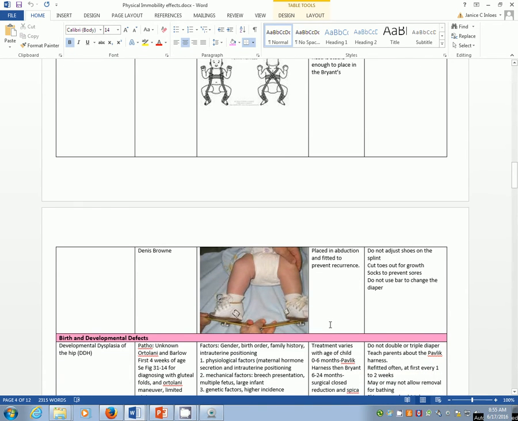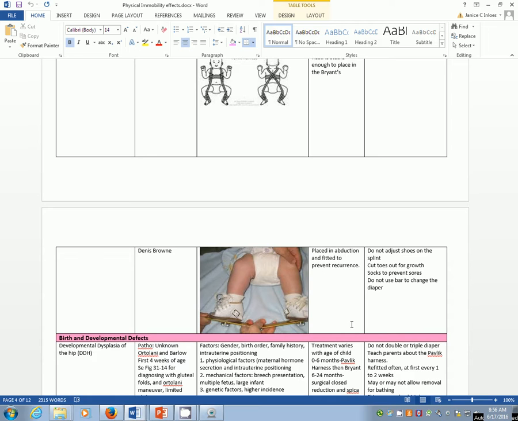Then we have the Dennis Brown splint or traction. This is done after you've had serial casting of the baby's feet for clubfoot, and you have them in the alignment, and you want them to stay in alignment. The Dennis brace is used to keep them in alignment. Of course, it puts the hips in abduction, and it's fitted to the baby's foot. And you'll notice that the toes are missing out of the shoes, and that's normal.